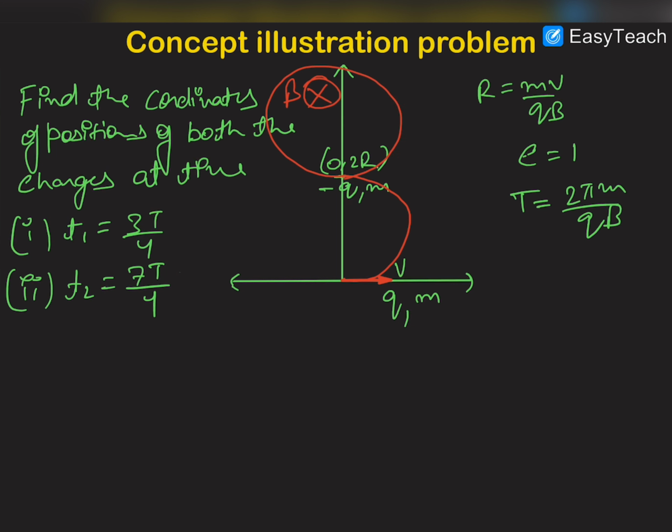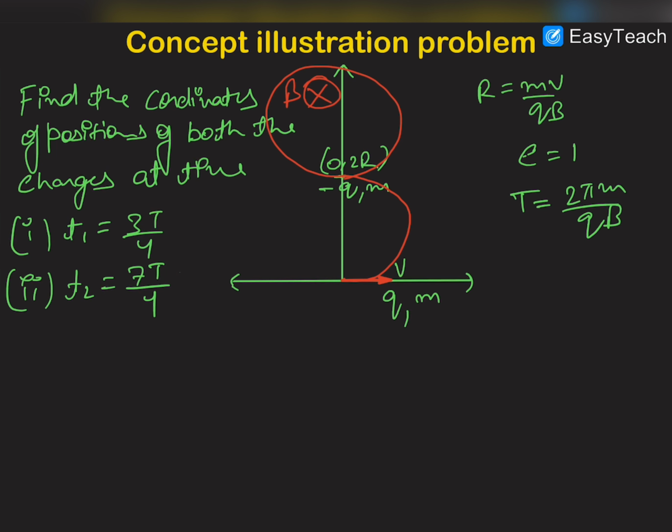Okay, so we have to find out the coordinates of these two charges at this time t1, 3T by 4, and this time t2, which is 7T by 4. So it is given in the question that r is equal to mv by qB, and the collision is elastic, so e is equal to 1, and the time period is 2 pi m by qB.